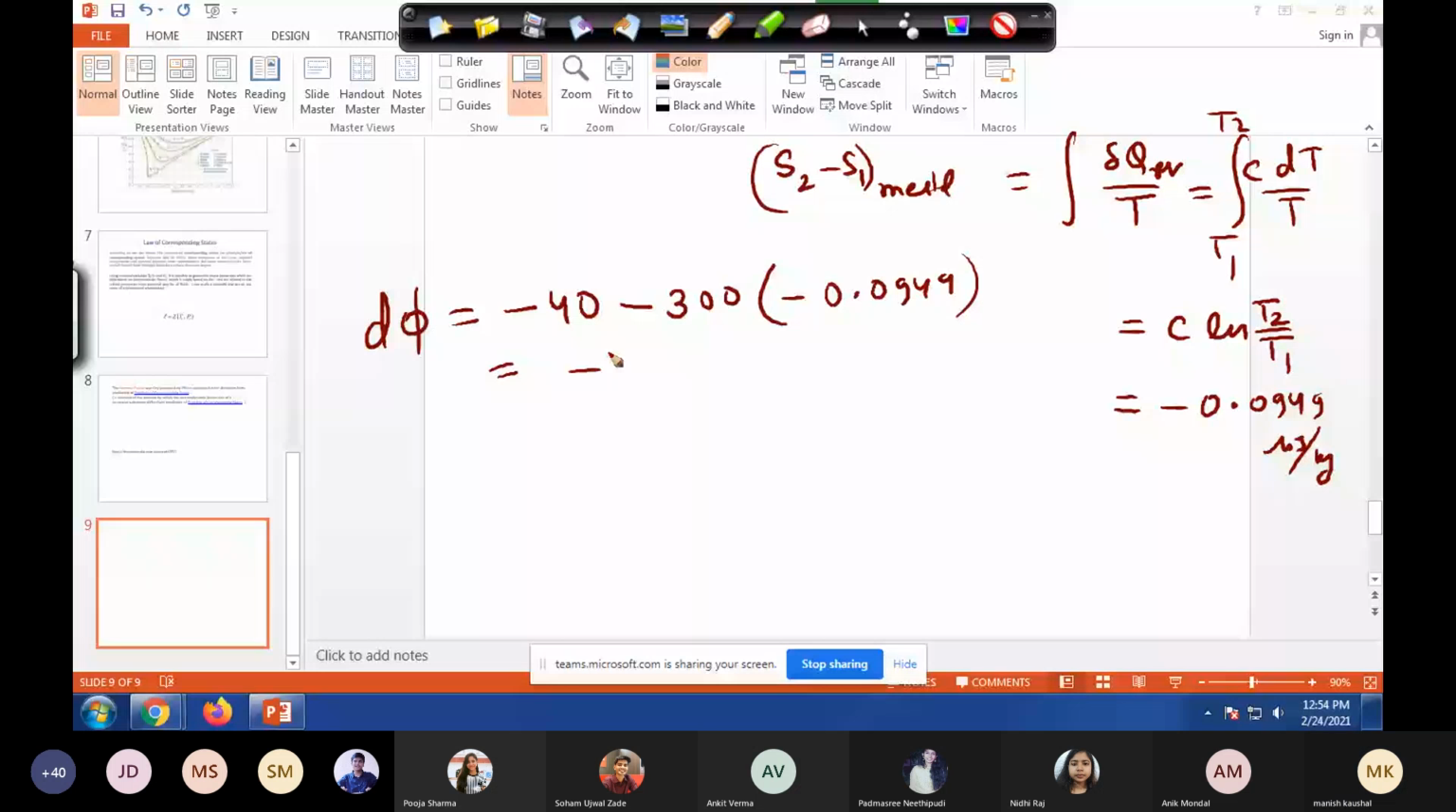What does it mean? Availability of metal has decreased, of course, because it is rejecting heat. So basically it is losing the available form in terms of heat. So its availability has decreased by this much. That's why D5, which is final minus initial, is negative. That is point B. Answer of B.